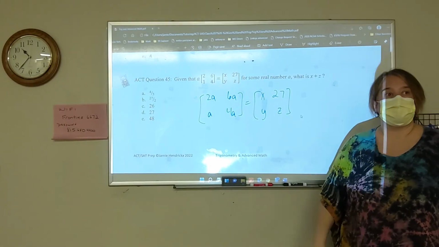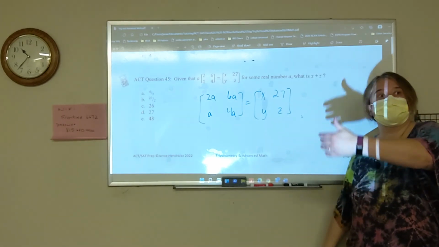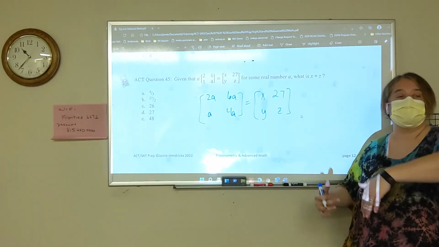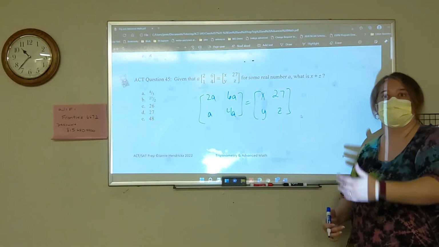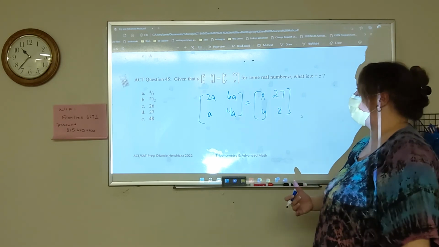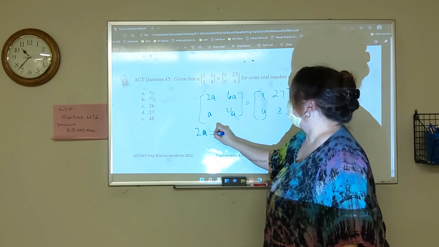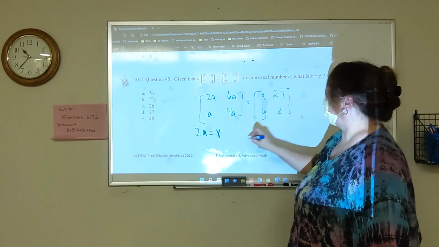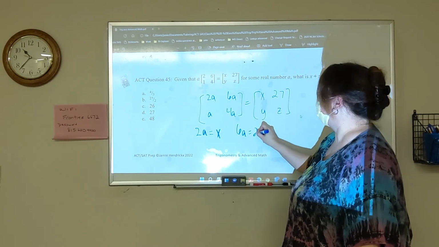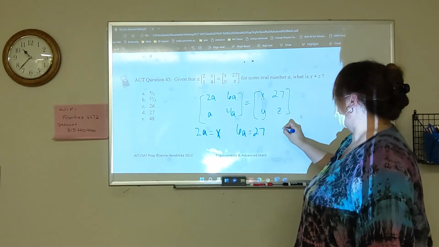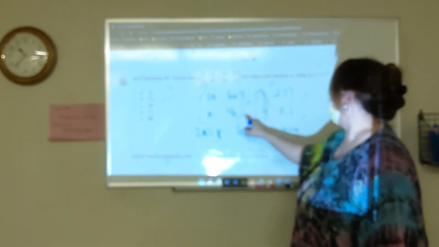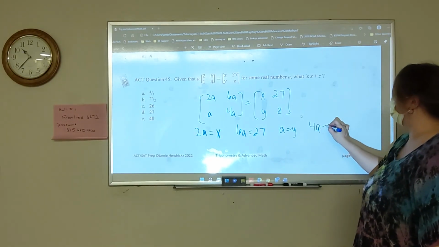And again, we're going to apply just a little common sense. The upper left equals the upper left. Upper right equals upper right. Okay? We're just going to set the same positions equal. So 2A equals x. 6A equals 27. A equals y. And 4A equals z.